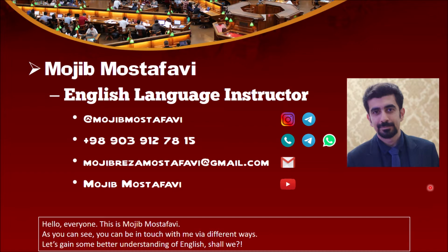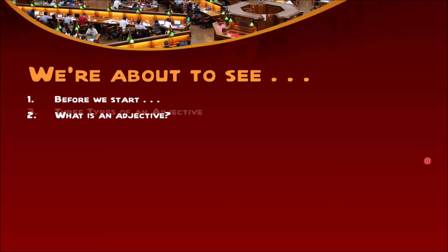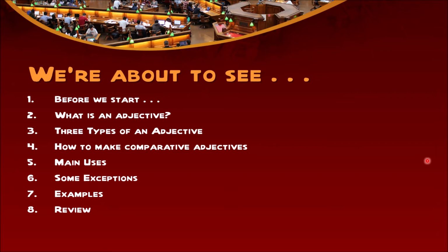Let's gain some better understanding of English, shall we? Today, we're going to talk about comparative adjectives, meaning and uses. So, in this presentation and video, before we start, we're going to see what an adjective is, three types of an adjective, how to make comparative adjectives, main uses, some exceptions, examples, review, new words, expressions, and idioms, and notes, same as always. So let's start.